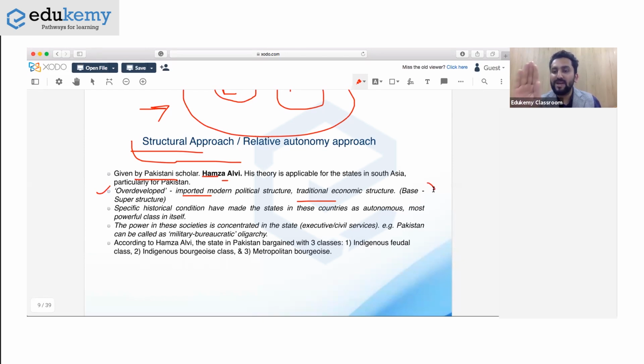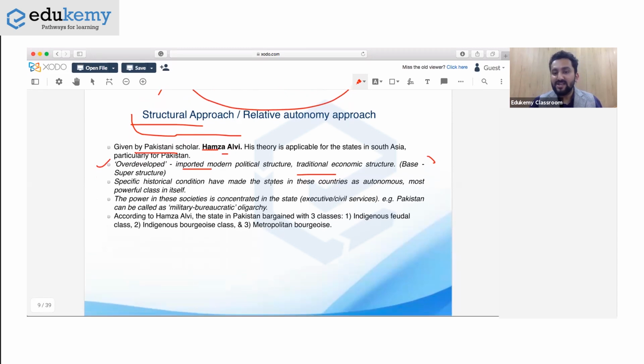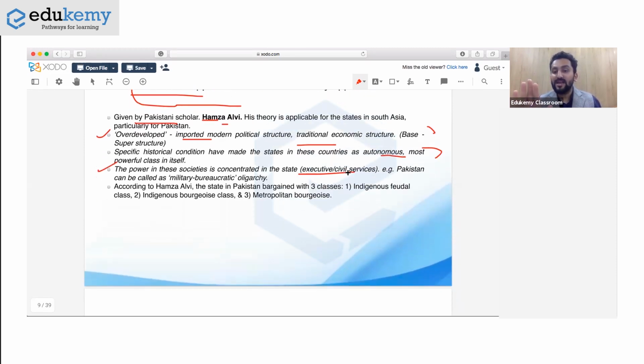Then you are going to give the example of base and superstructure. I would advise you to mention a schematic in which you mention economic as base and political as superstructure, and mention overdeveloped. Specific historical conditions have made the states of these countries autonomous, the most powerful class. I've already told you. For example, in India, power in these societies lies with the executives and civil services. If we talk about Pakistan, it is military and bureaucratic oligarchy. In India it is not a military or bureaucratic oligarchy, but in Pakistan, yes, the army is more dominant. Since you are talking about Hamza Alvi's view, you have to mention this military bureaucratic oligarchy in Pakistan.